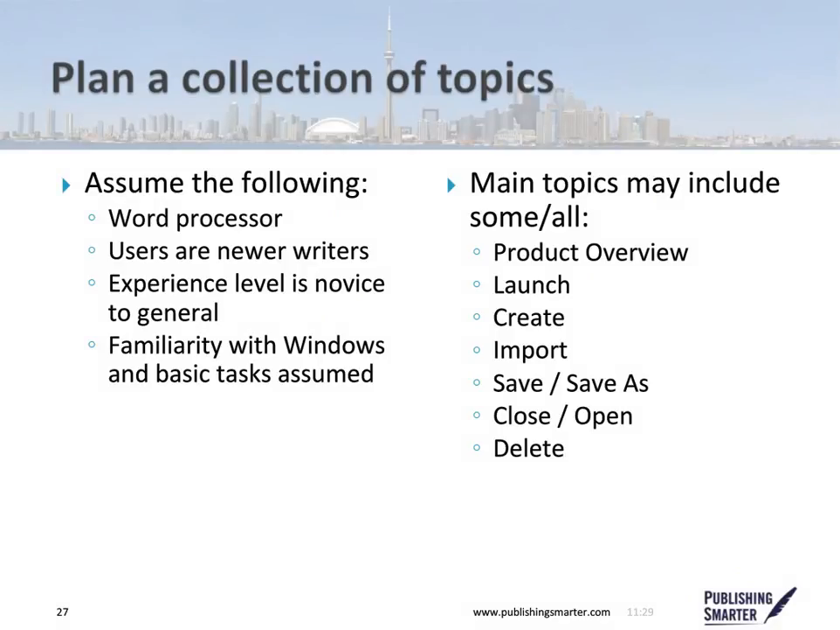We would have a product that we have to document and some of the topics. For my purpose, let's assume the following. You're going to document a word processor. People are newer writers. Their experience level is basically novice users. They have a general familiarity with things like Windows. There's some basic tasks that they're going to have to perform. So some of the main topics that we have to write about that people may want to work with might include some or all of the following.